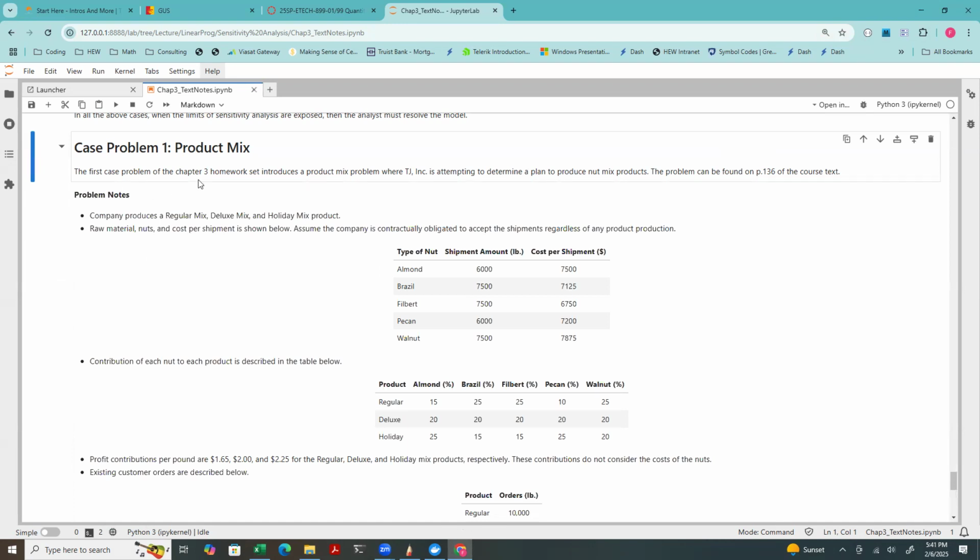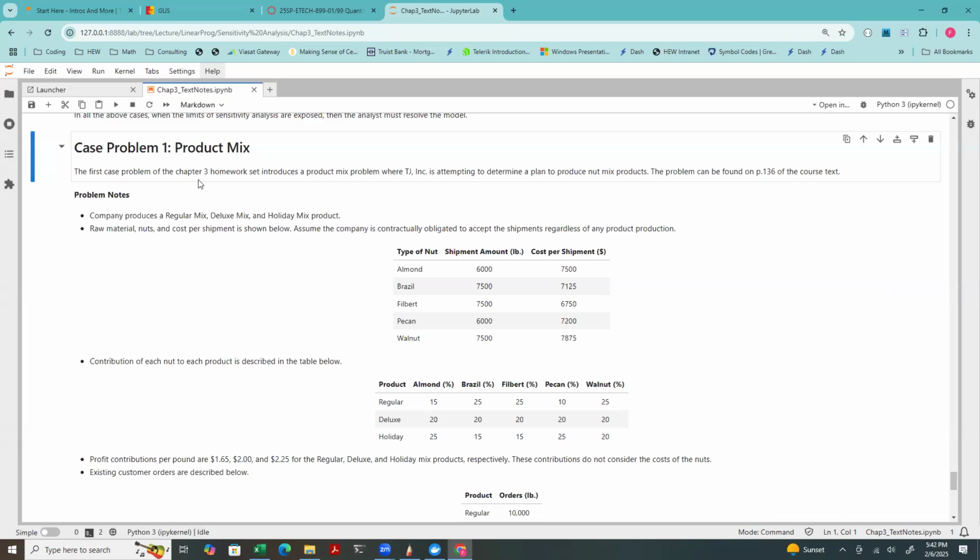Okay, so we're going to look at a case problem, basically a problem in the very back of the Chapter 3 homework set. We'll basically solve the model. We'll have to first create the model, then solve the model, and then we'll look at some of the sensitivity analysis type questions related to it. So if you want, you can turn to roughly page 136 in the course textbook.